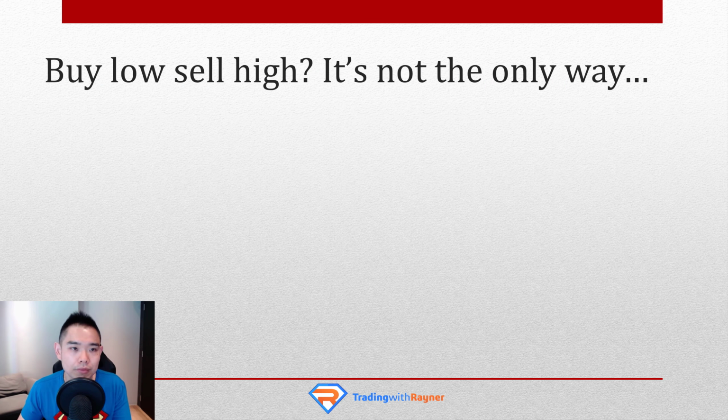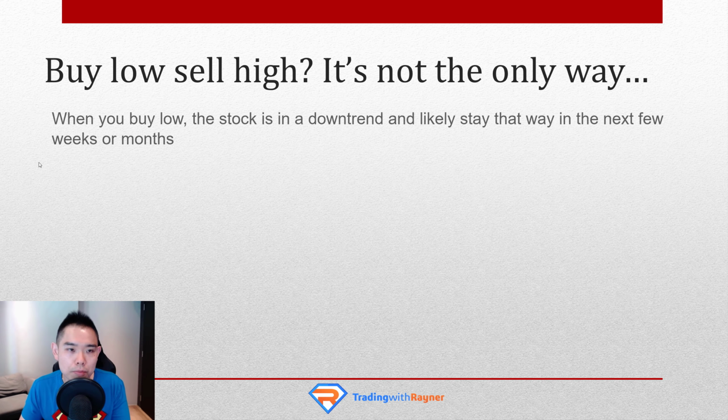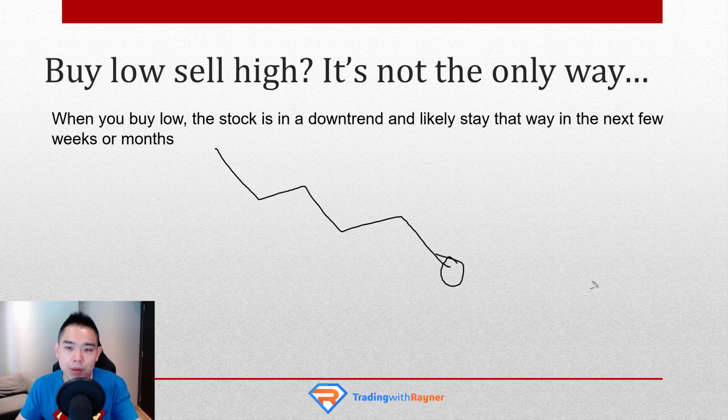Moving on. Buy low, sell high, right? Well, that's not the only way to make money from the financial markets. And I don't really recommend buying low and selling high when trading stocks. Here's why. When the stock price is low, it's likely in a downtrend, like this. Stock price is low, you buy in a downtrend. And the problem when you buy a stock in a downtrend is that the stock probably has poor earnings, negative earnings. That's why the stock price is heading lower over time.